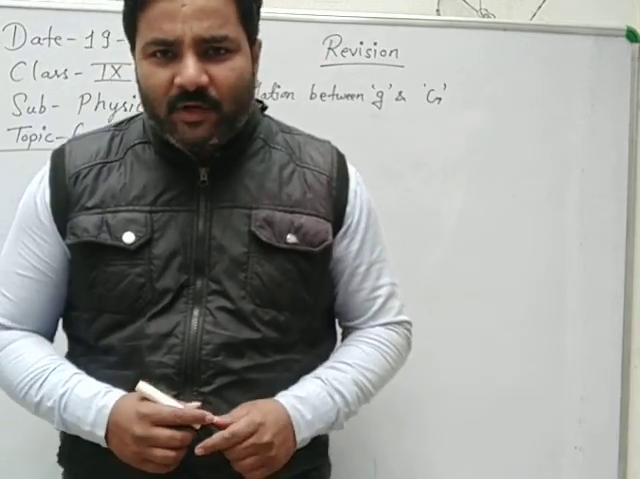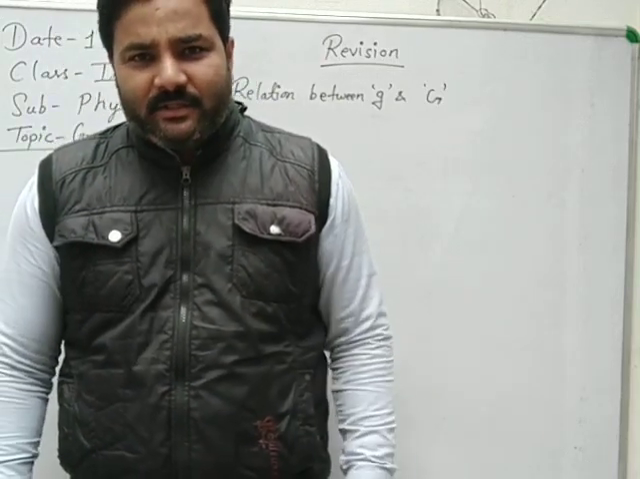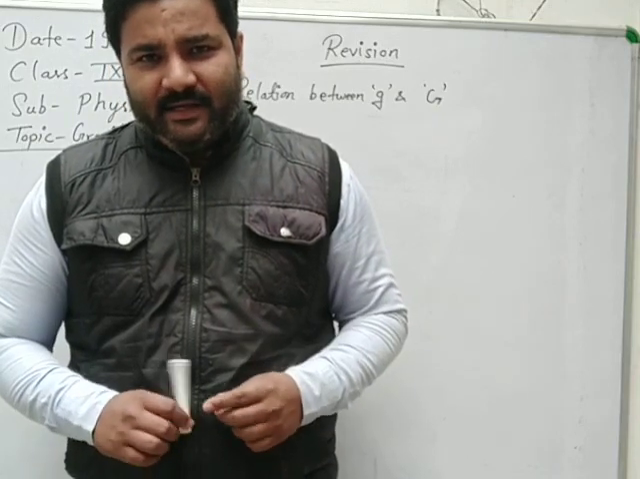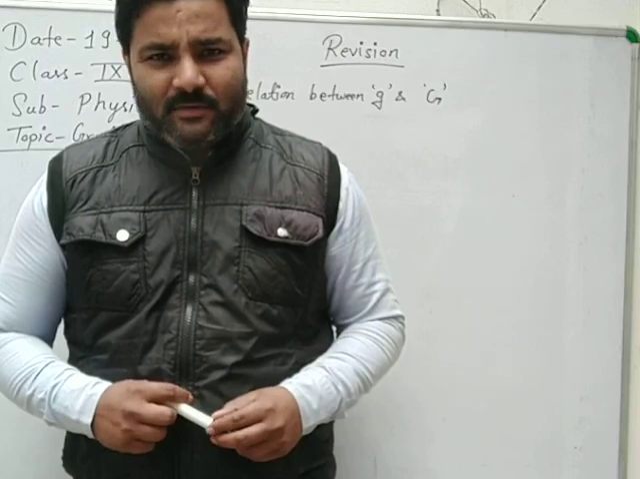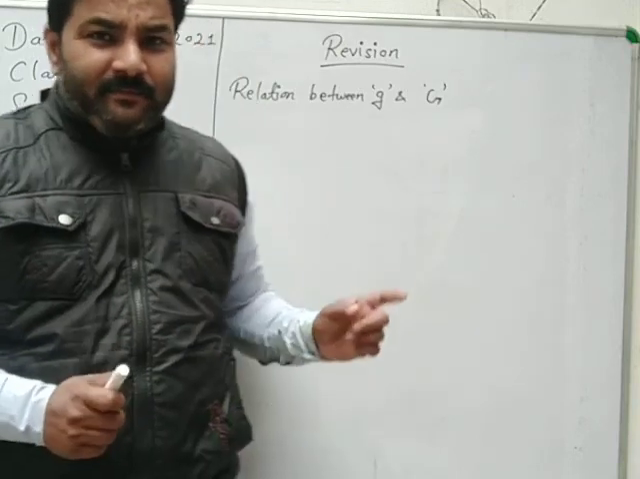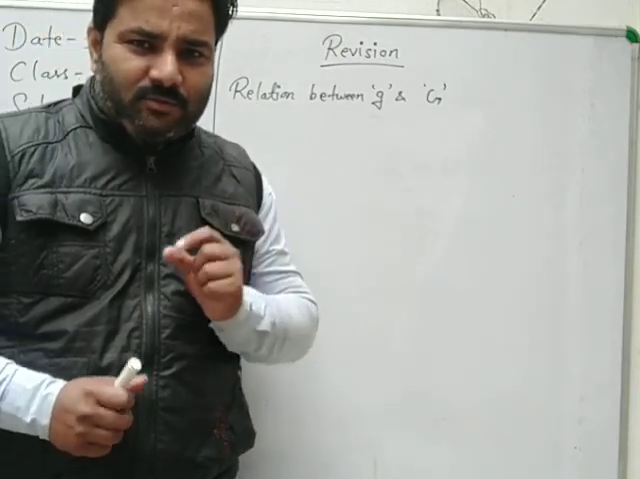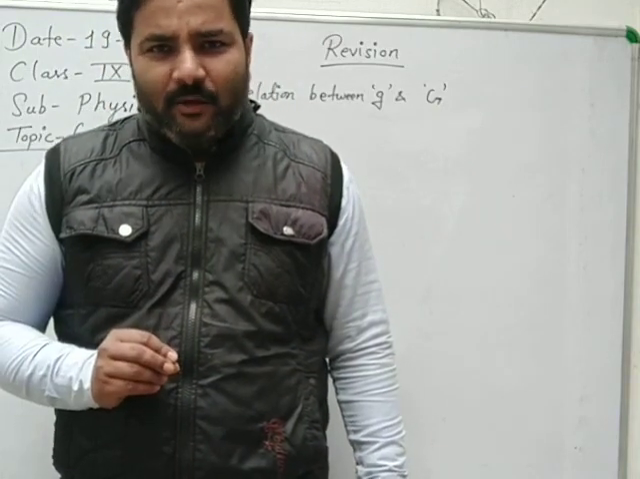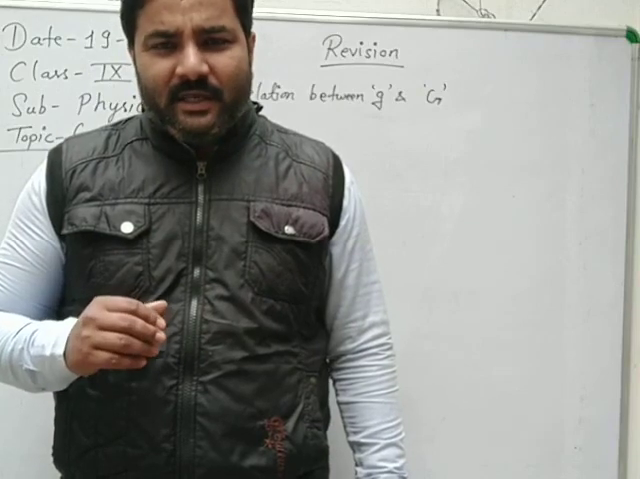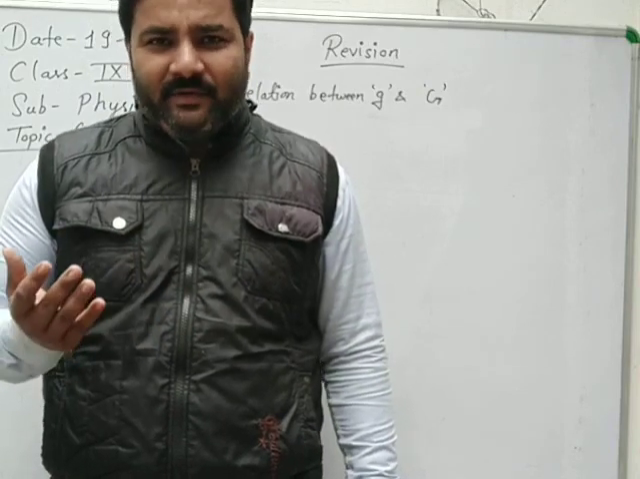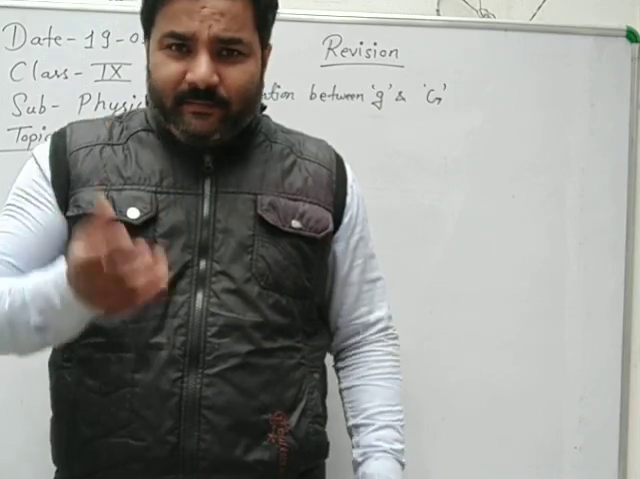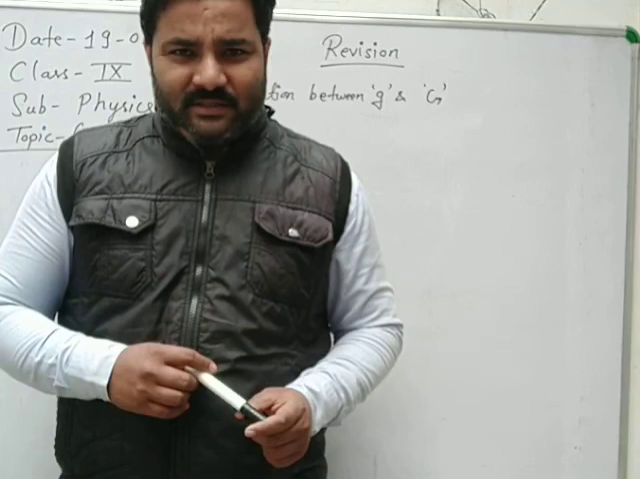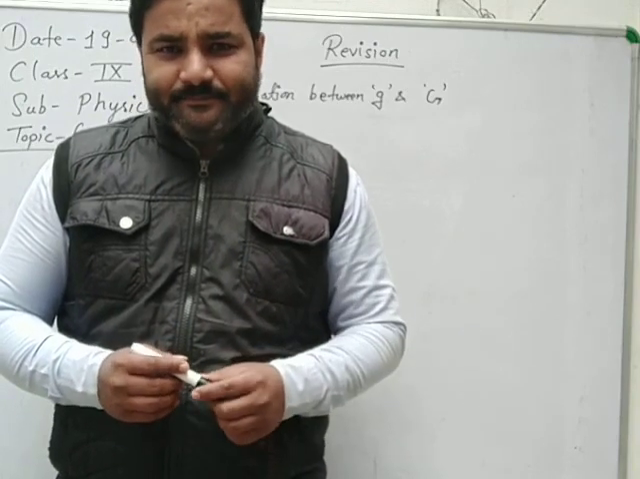Students, good morning everyone. This is the revision lecture related to class 9th physics, gravitation chapter. In this lecture today we will discuss the relation between small g and capital G, and also the variation in acceleration due to gravity, how the acceleration due to gravity changes when we move from place to place, or when we go above the earth's surface, which I will call altitude, and when we go down below the earth's surface, which I will call depth.